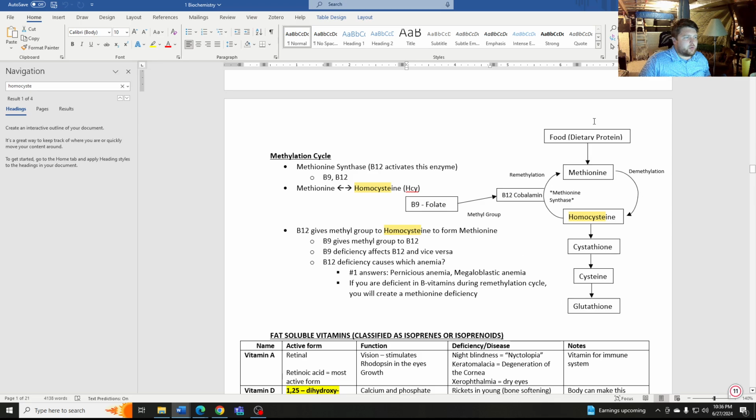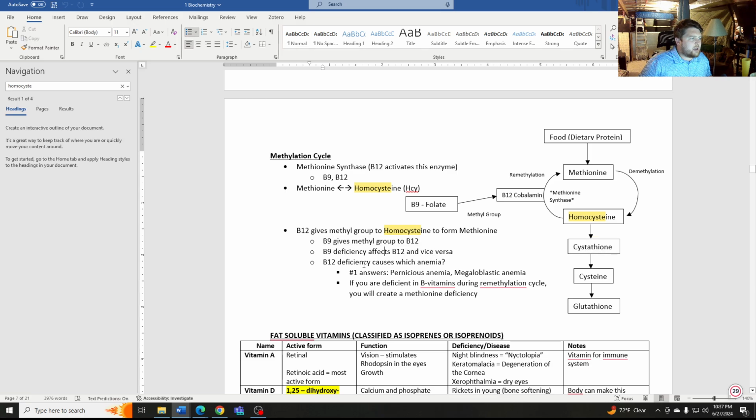We have food. The food produces methionine that gets demethylated to homocysteine, which can then go off into its own process. But from homocysteine, B9 transfers a methyl group to the B12, and it's going to remethylate it into methionine. So B9 gives a methyl group to B12. B9 deficiency affects the B12.